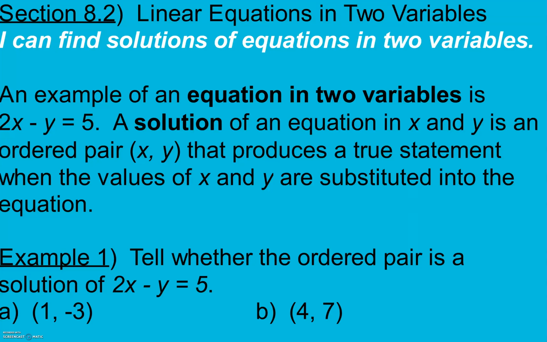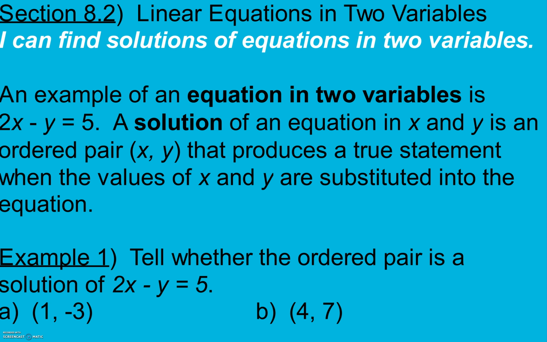Section 8.2 is linear equations in two variables. I can find solutions of equations in two variables. An example of an equation in two variables is 2x minus y equals 5. A solution of the equation in x and y is an ordered pair (x, y) that produces a true statement when the values of x and y are substituted into the equation.